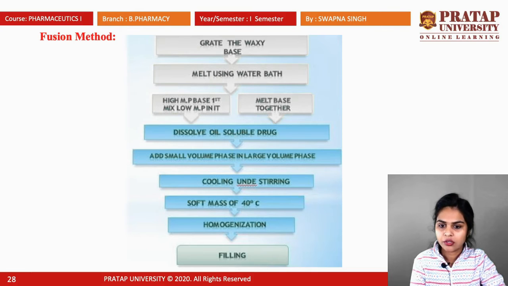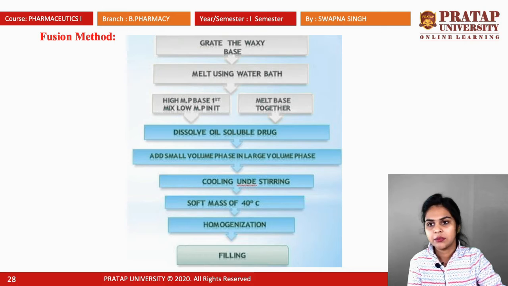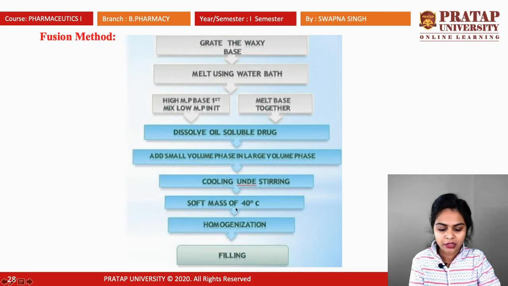After dissolving oil soluble drugs, add the small volume phase and the large volume phase, and after cooling, continue the stirring. Soft mass was prepared at 40 degrees Celsius, and after homogenization, the filling process takes place. So this is about fusion method.